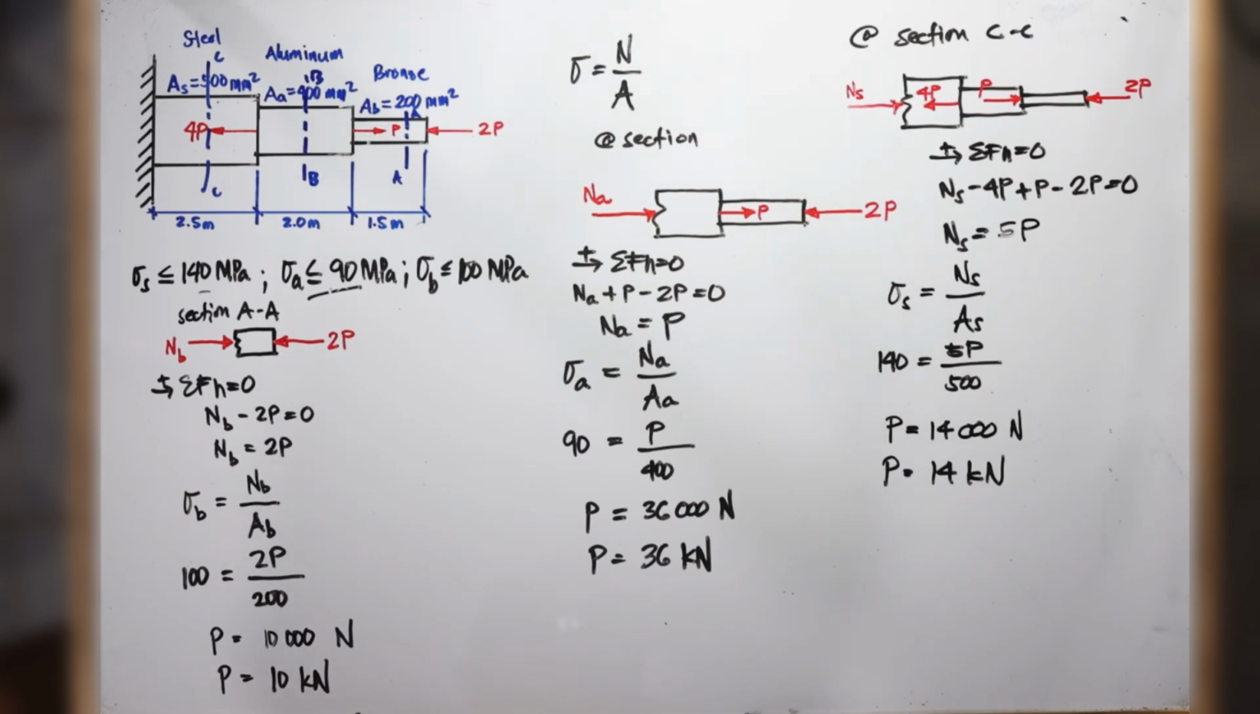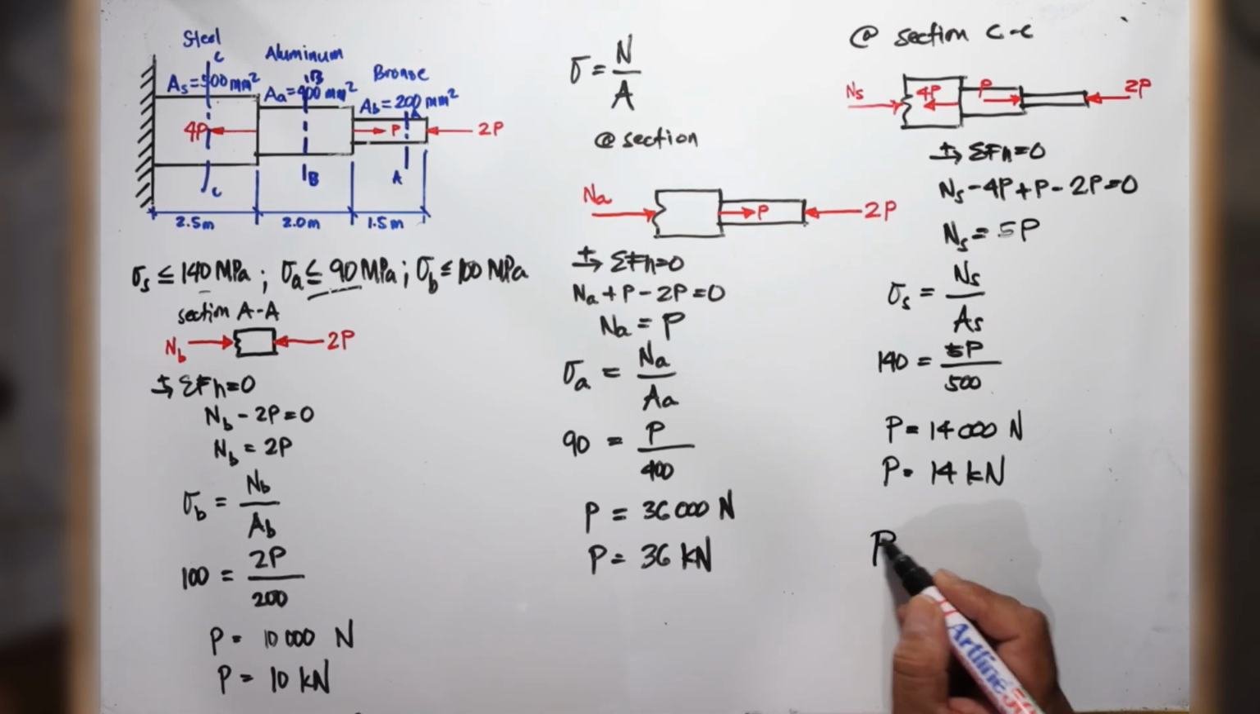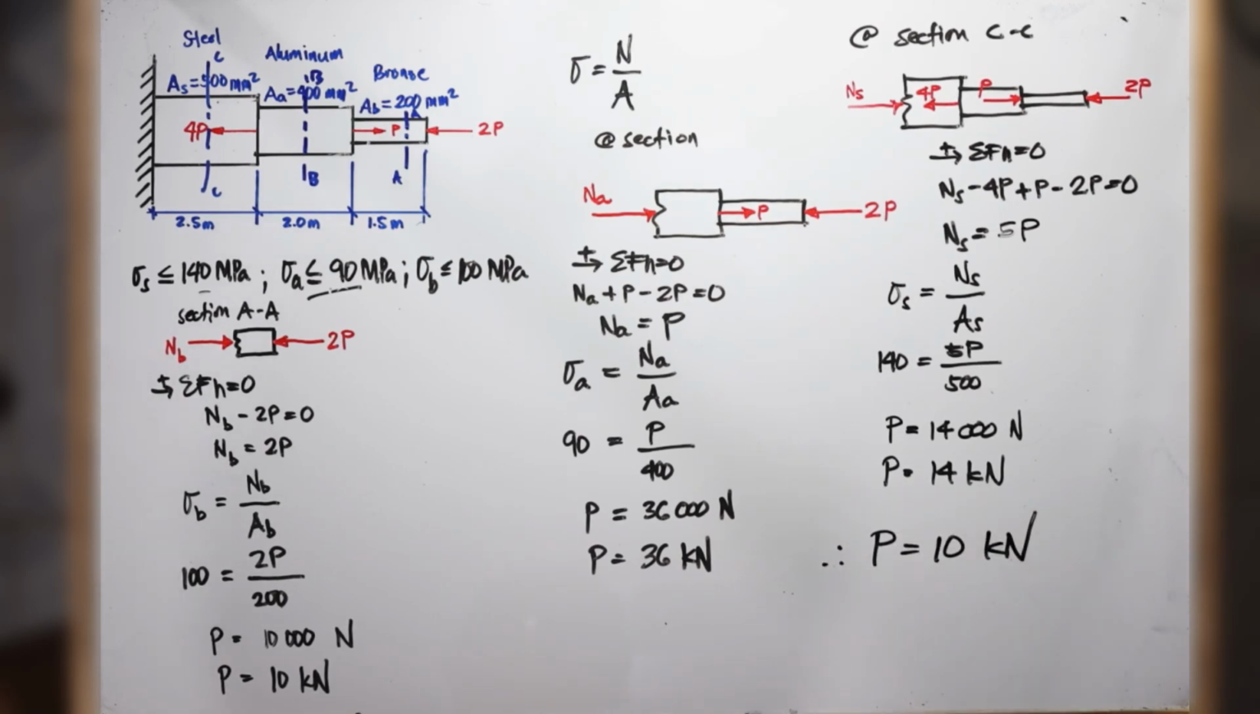So if we say P is 36 kilonewtons, then it's okay for the aluminum. But a P of 36 kilonewtons will cause the bronze part of the system to fail. So that means P should not exceed 10 kilonewtons, because if it does, the bronze will fail. So our maximum P is 10 kilonewtons.